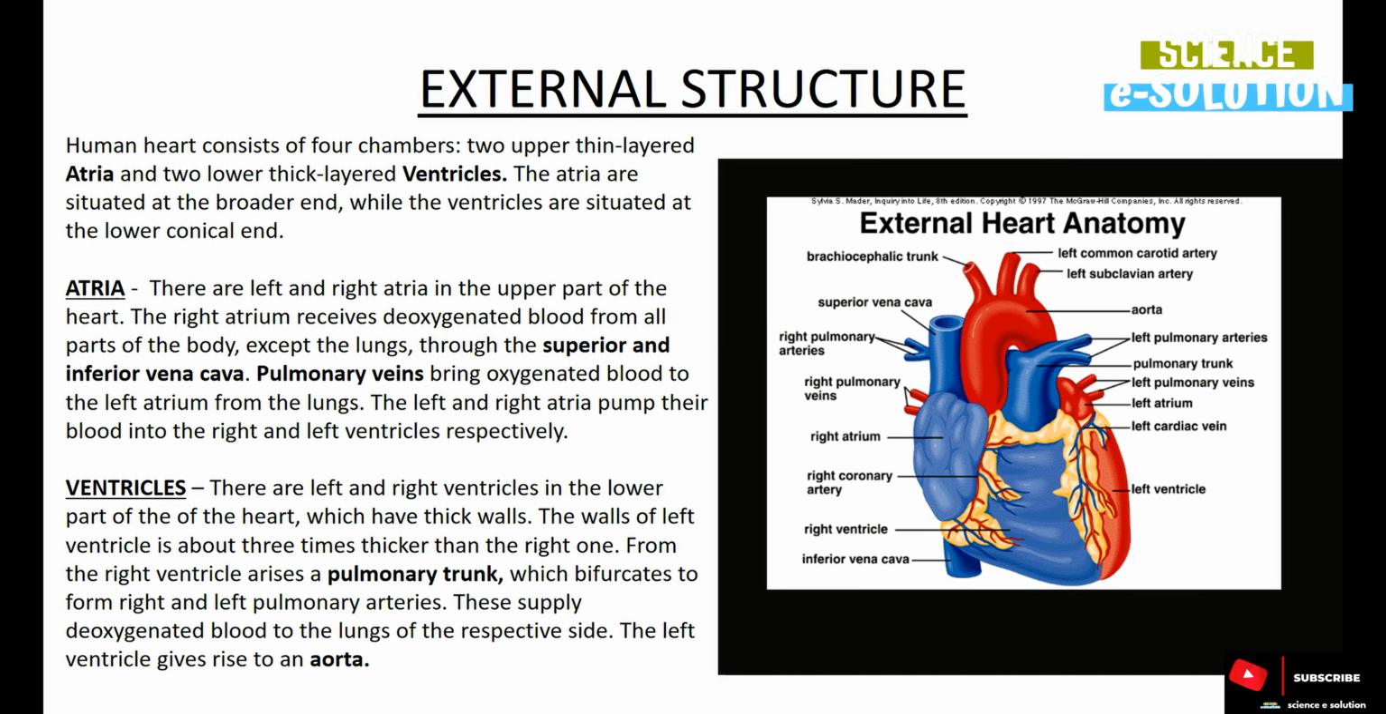which supply deoxygenated blood to the lungs of the respective sides. That means the right pulmonary artery supplies deoxygenated blood to the right lung and the left pulmonary artery supplies deoxygenated blood to the left lung so that it gets oxygenated and comes back as pulmonary veins into the left atrium. The left ventricle gives rise to an aorta.